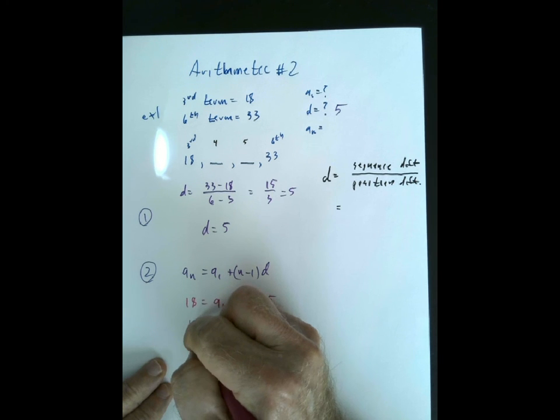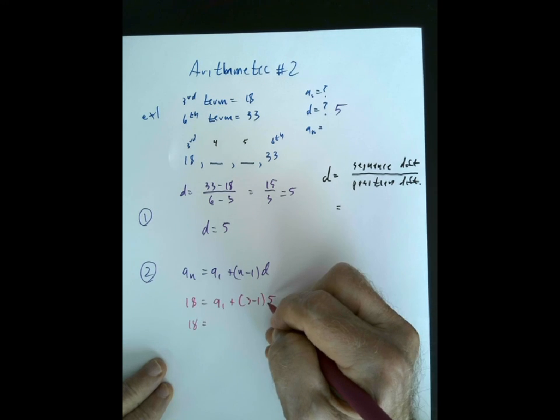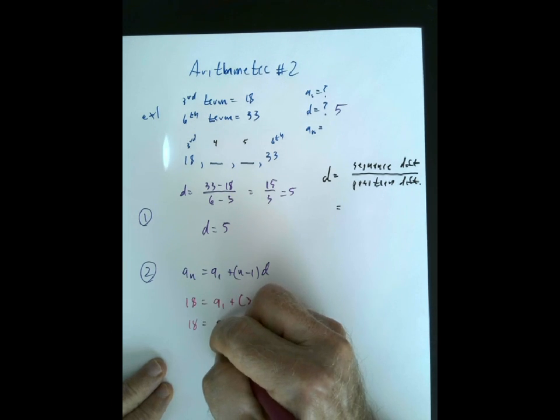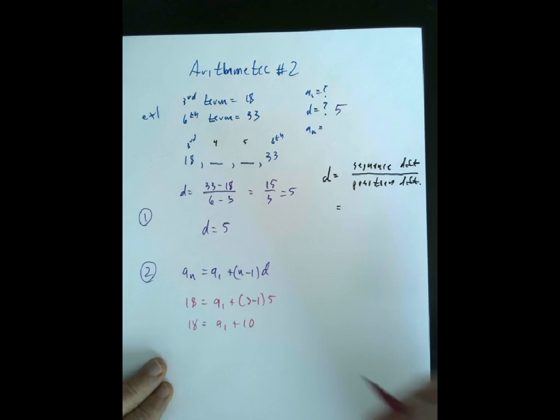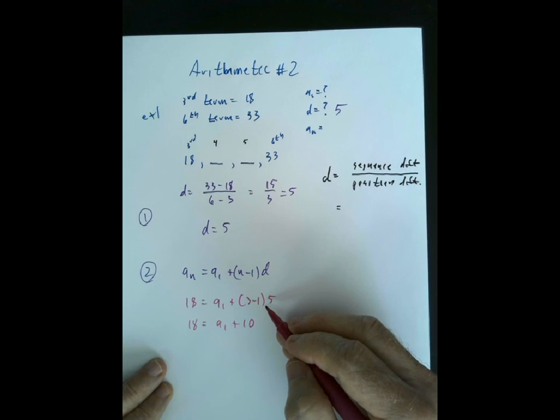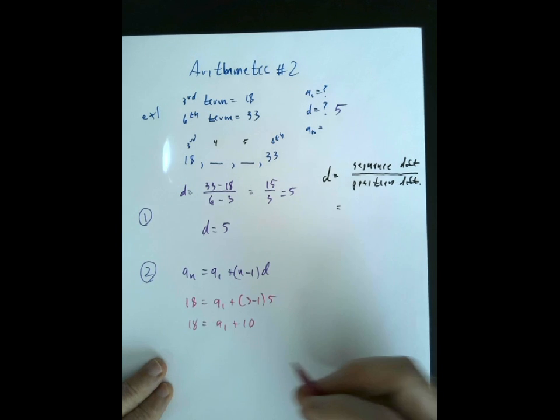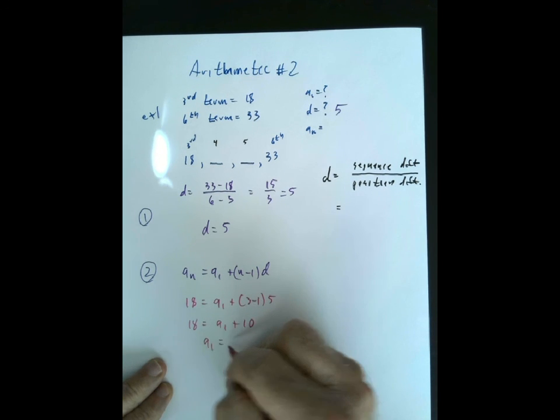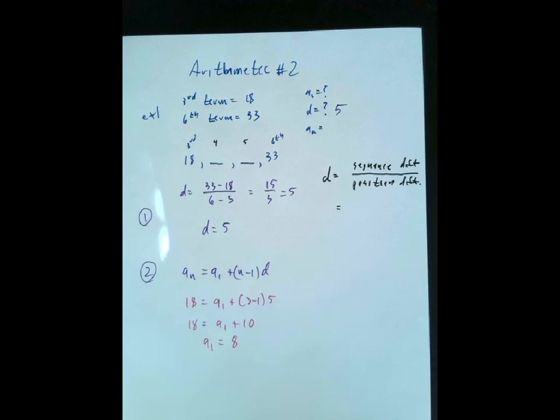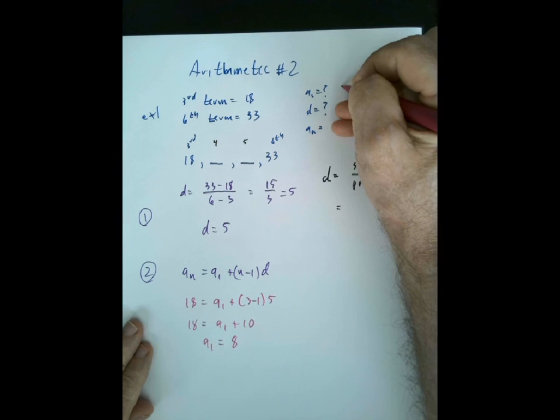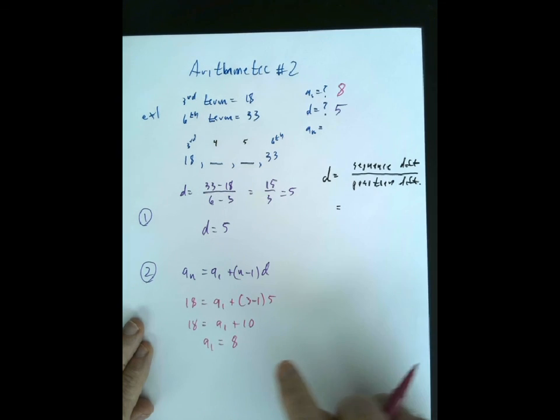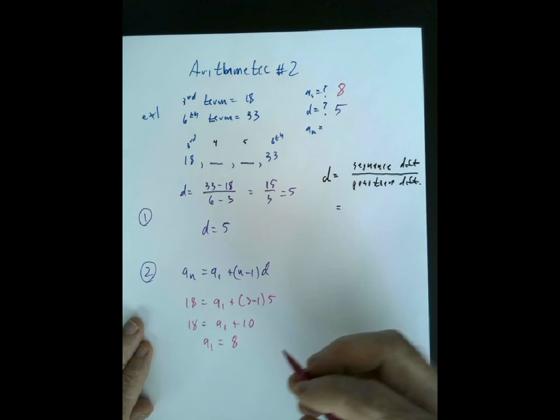So that's 18 is equal to, that's a 2 there, so that's a sub 1 plus 10, right? Because 3 minus 1 is 2, times 5 is 10. Subtract 10 from both sides, a sub 1, oh, there it is, it's equal to 8, which is what we got before, right? So now we know a sub 1 is 8, and that's going to give us our general formula for the sequence here.